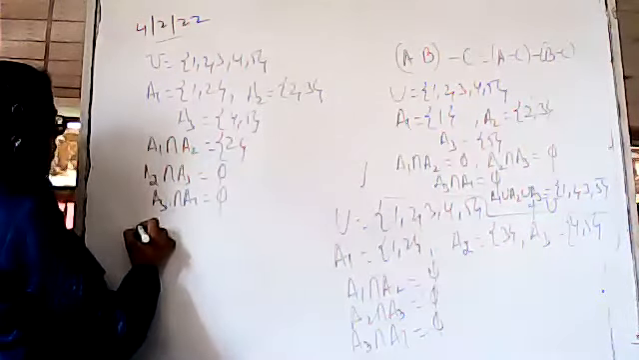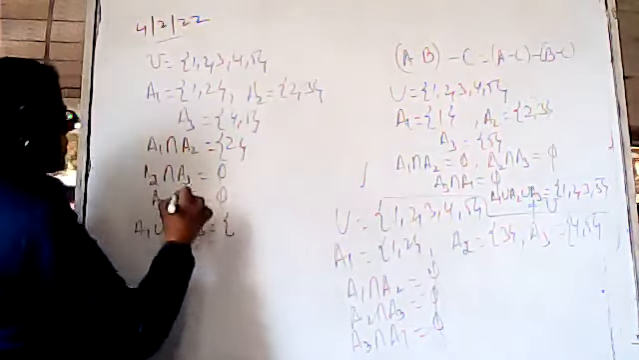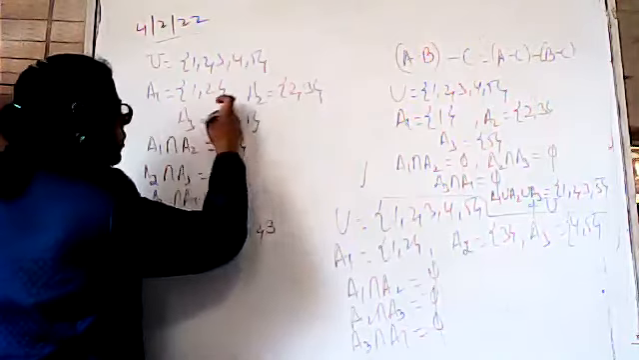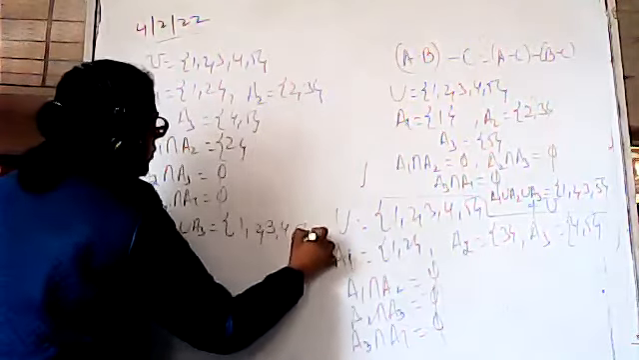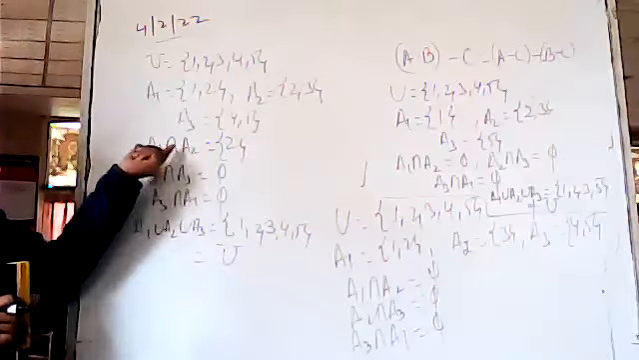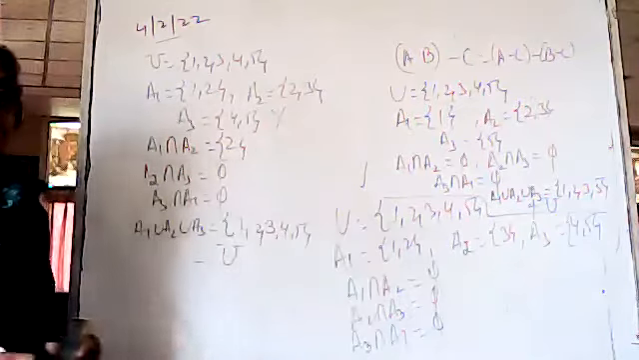Second condition, A1 union A2 union A3. This is equals to 1, 2, 2 is repeating, we will write only once, 1, 2, 3, 4, and 5. This is equals to universal set. Second condition is satisfied, but first condition is not satisfied. It means that this is not a partition of the given set.